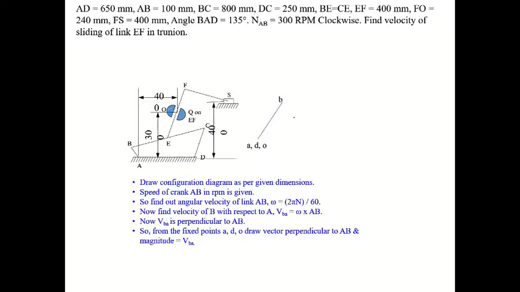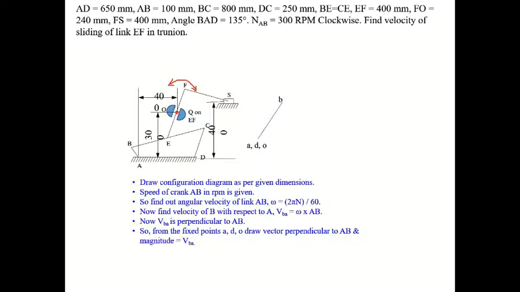Here in this problem we have a trunnion. See this link EF; it will oscillate front and back like this. But in the middle of EF there is a point O. This point is called a floating link, otherwise also called a trunnion.